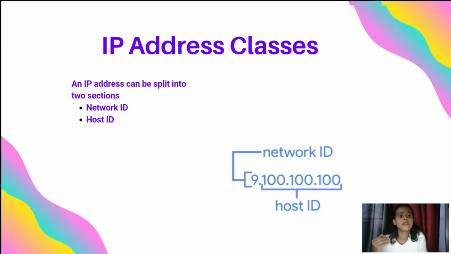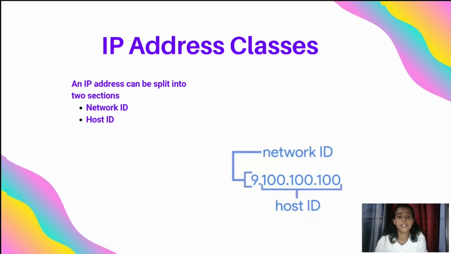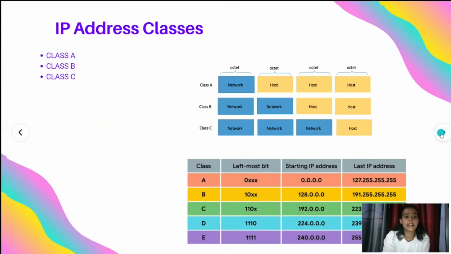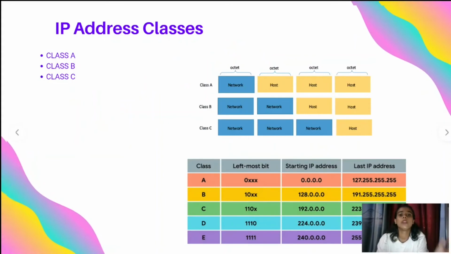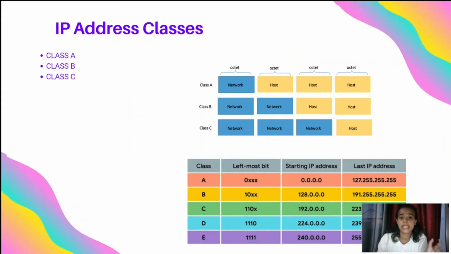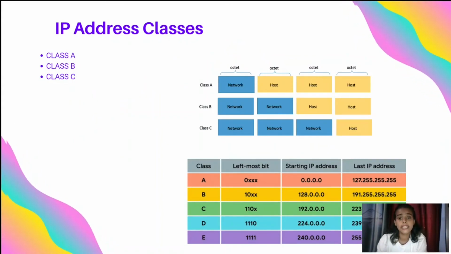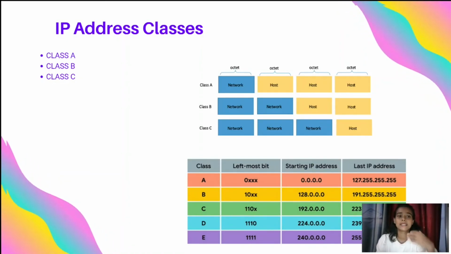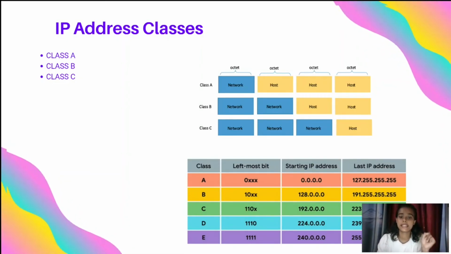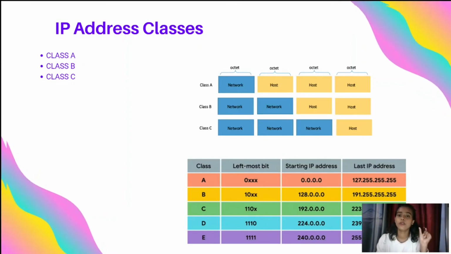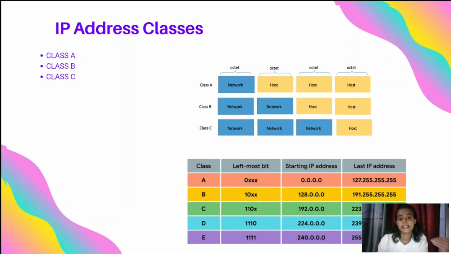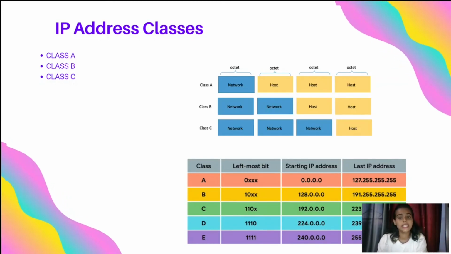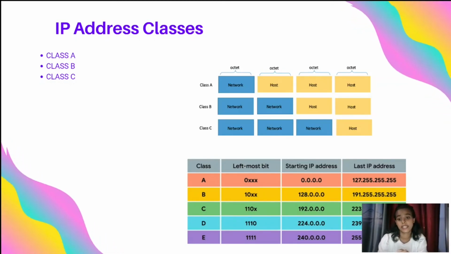IP addresses can be split into 3 classes, that is class A, class B, class C. In class A, the first will be the network ID and the rest 3 divisions will be the host ID. In class B, first and second is the network ID, third and fourth is the host ID. In class C, first, second, third will be the network ID and fourth will be the host ID.